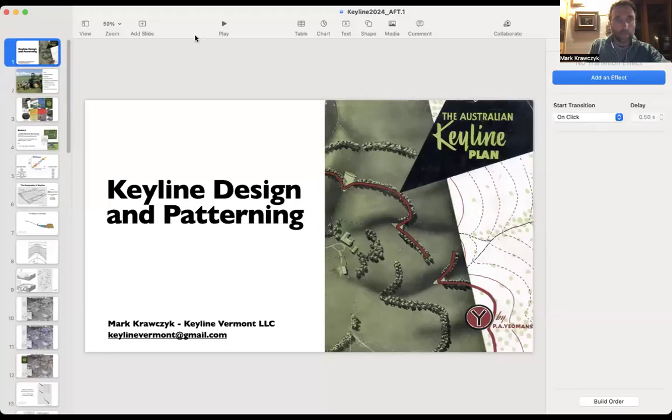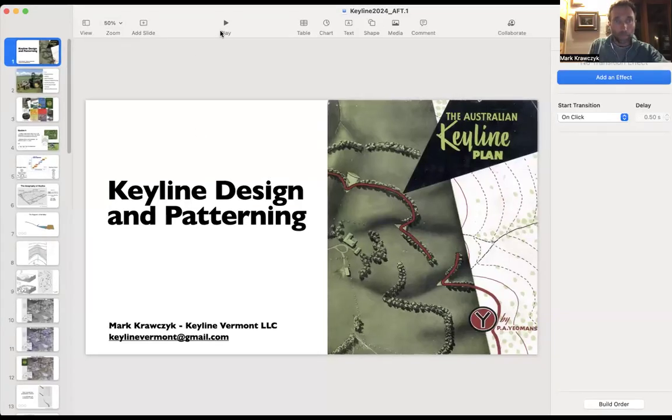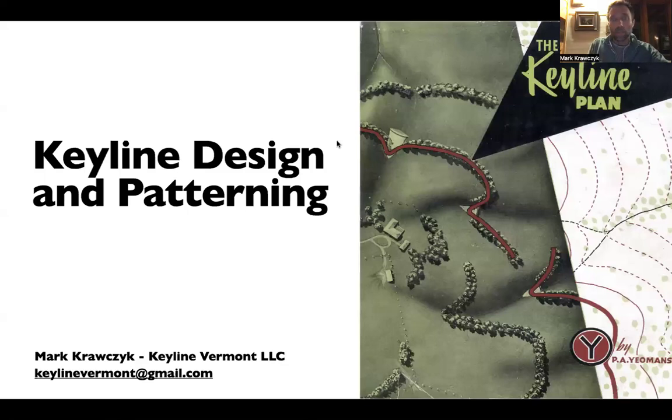So I'm just going to launch right into it. I'll be sharing my screen, and we'll get right to it here. In the next 45 minutes to an hour or so, we'll just be looking at an overview of keyline design and patterning.